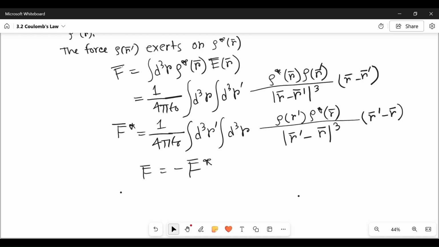And another observation we can make is that if rho and rho star are identical, the force will become zero. So any charge cannot exert force on itself.